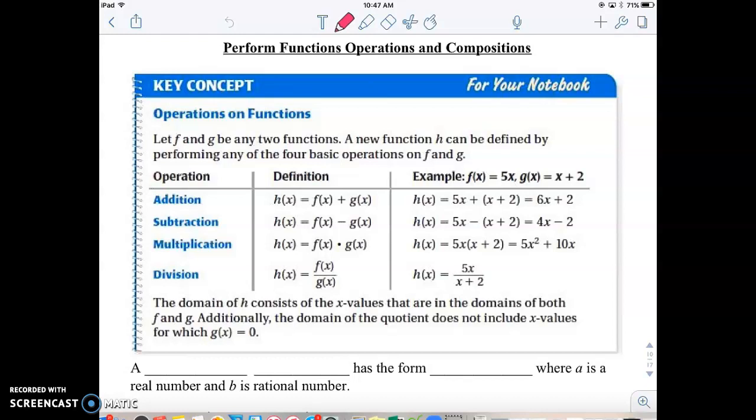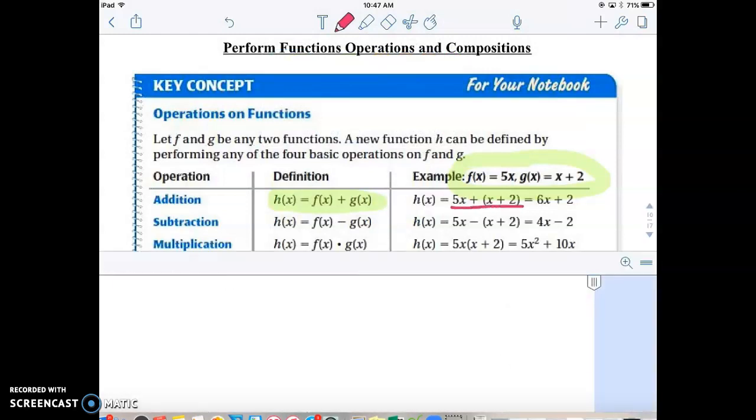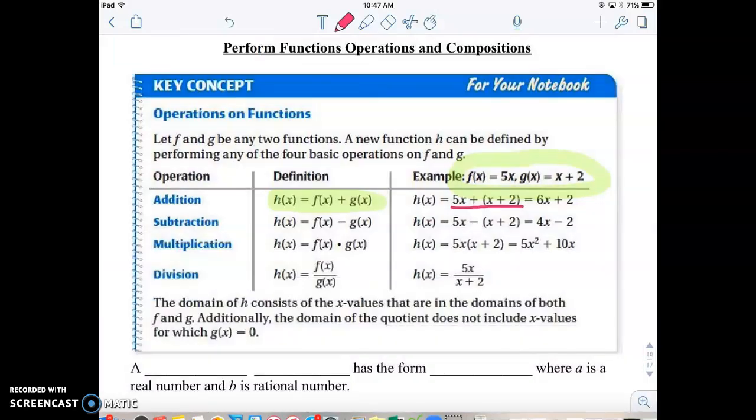If they ask you to find h of x, and h of x is defined as f of x plus g of x, then you just take the two separate functions. So here they've defined two functions, f of x equals 5x, g of x equals x plus 2, and you're going to add them together. So that's what they're showing you right below that. So right here, 5x is function f, and x plus 2 is function g of x. So you add those together, like terms, the 5x and the x get added to give you 6x. And then the 2 is the only constant, so it's just plus 2. So h of x, if it's defined as f of x plus g of x, would just equal 6x plus 2.